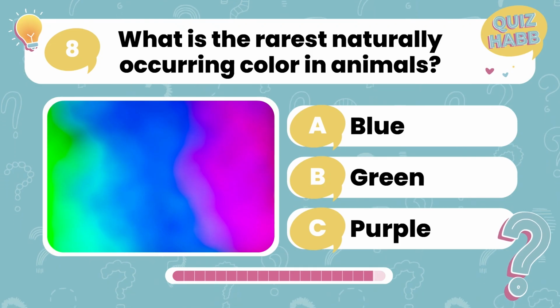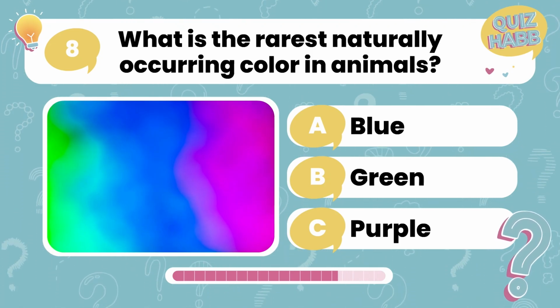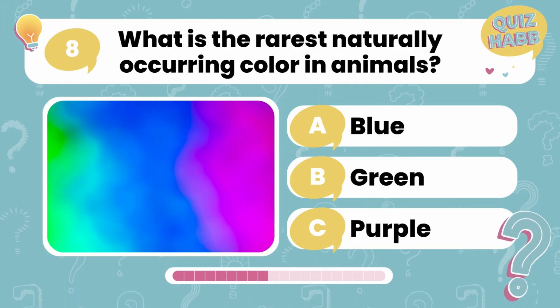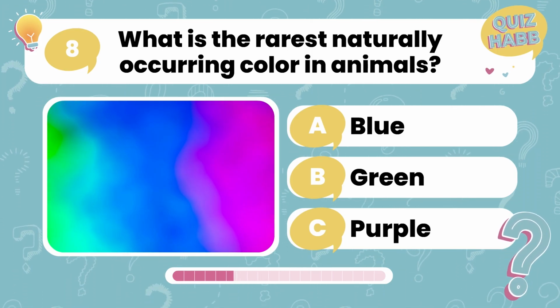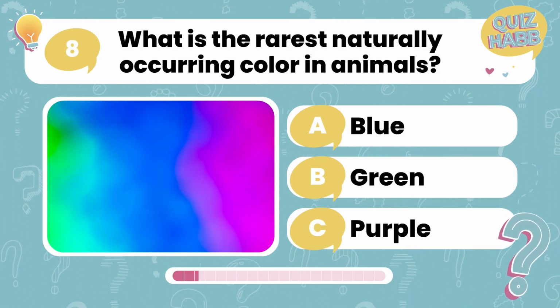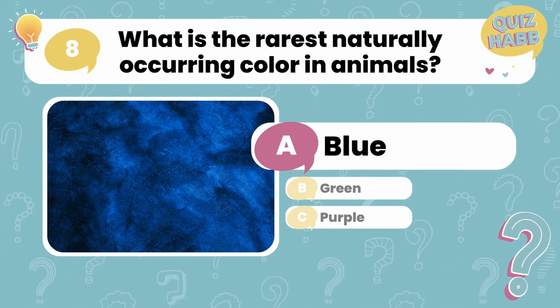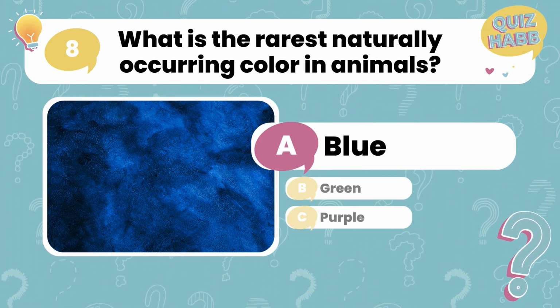What is the rarest naturally occurring color in animals? A. Blue. B. Green. C. Purple. Correct answer, blue. Very few animals naturally produce blue pigments.